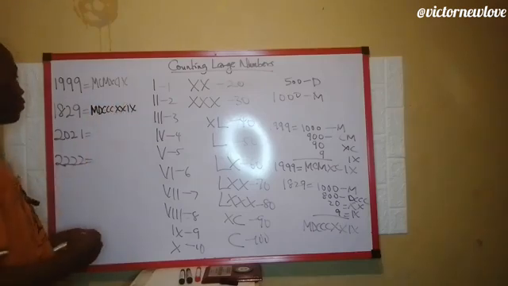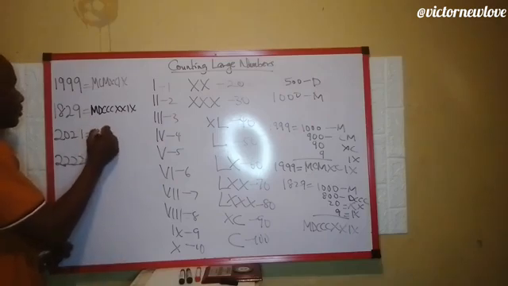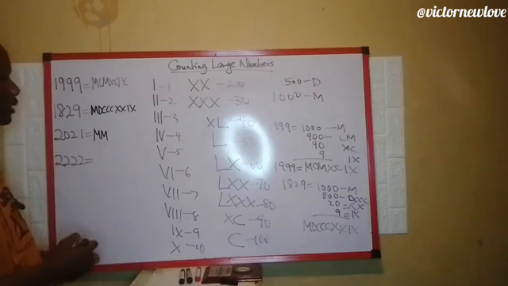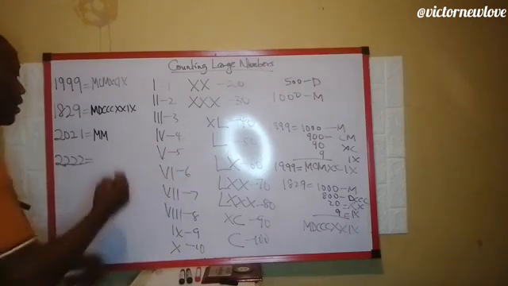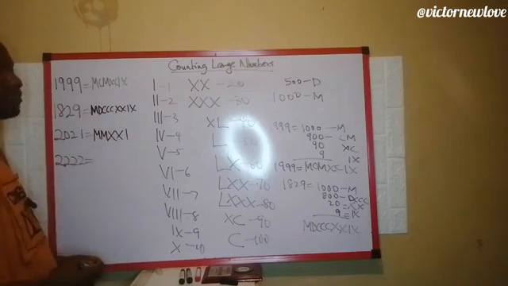For 2021, we know that 2000 is MM. After the next step is 21. What's 20? XX. And what is 1? I.